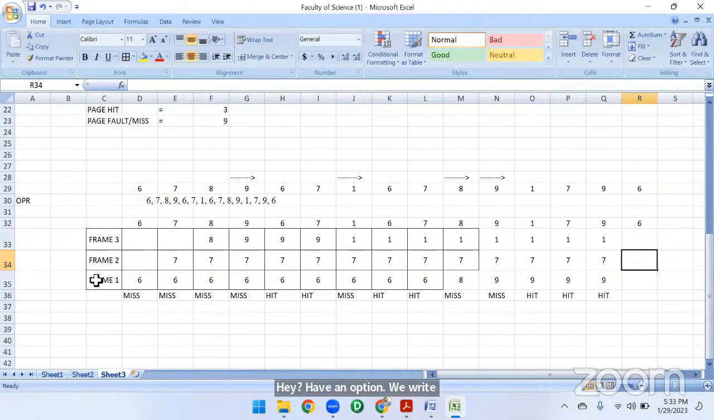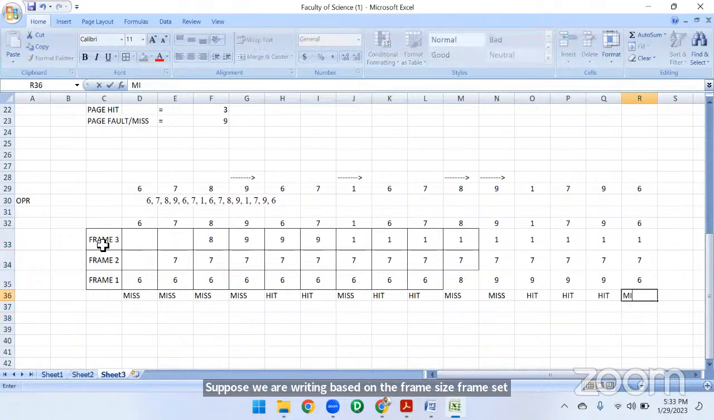Suppose we are writing based on the frame size. In the first set, I'm using this one. Like this I'm writing. Have you understood?